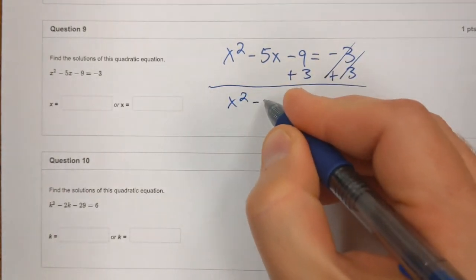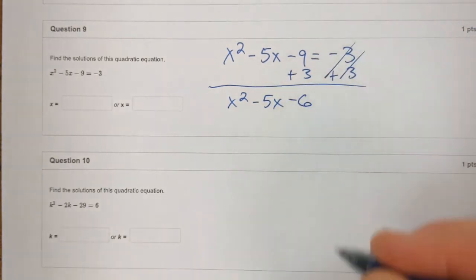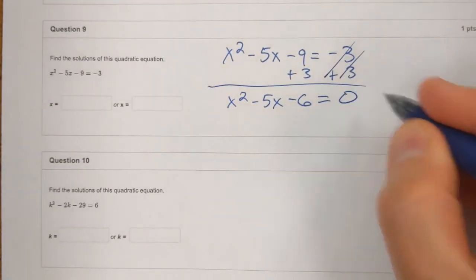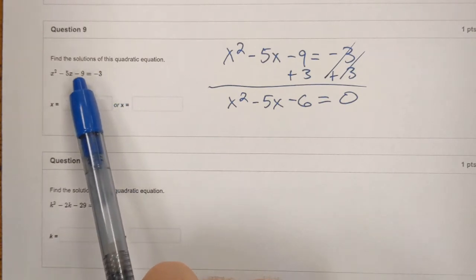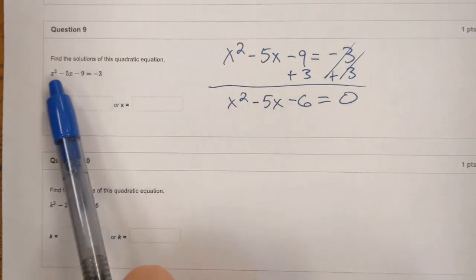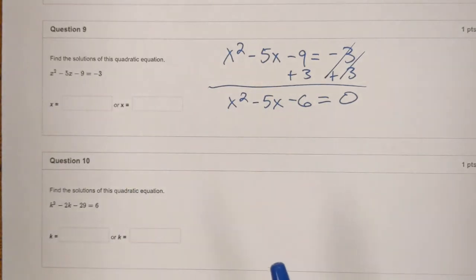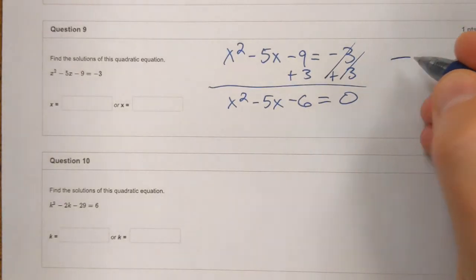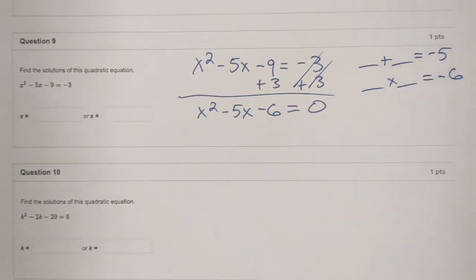And x squared minus 5x, -9 plus 3 is -6. And then -3 plus 3, those cancel out. You can leave a 0 in its place. So here with one quick step, we're going to add this 3 over to the left. We've taken an equation that's not in standard form, that was not equal to 0, and we made it equal to 0. So on questions 9 and 10, we need to get to this step first. So now we need to find two numbers that add up to -5 and that multiply to -6.